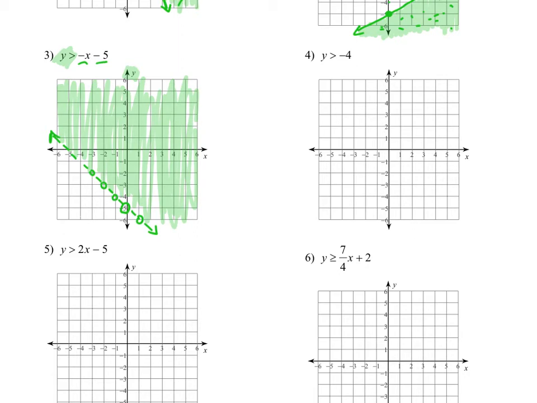Cool, the next one has a couple little tricks to it. It is a y is greater than, and we don't see that equal to sign.